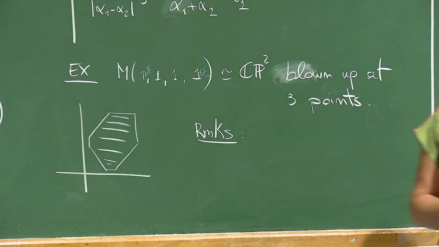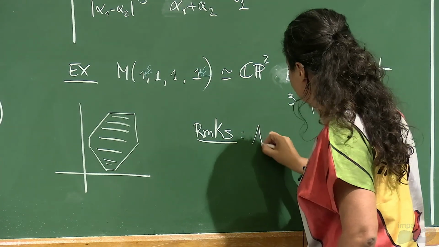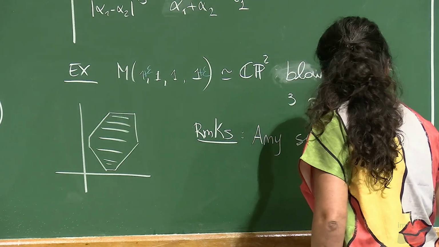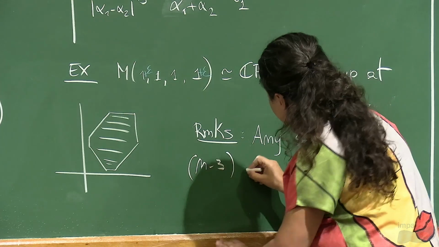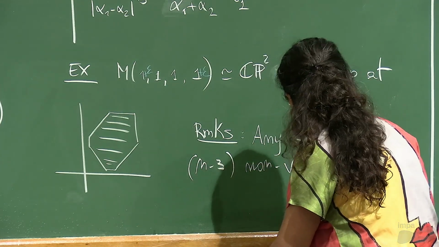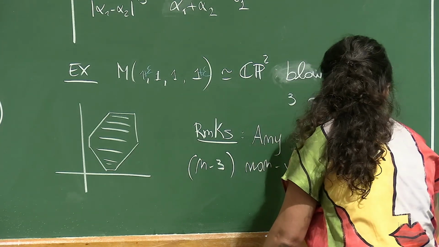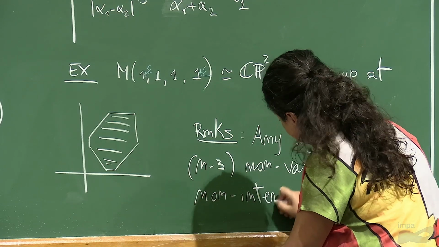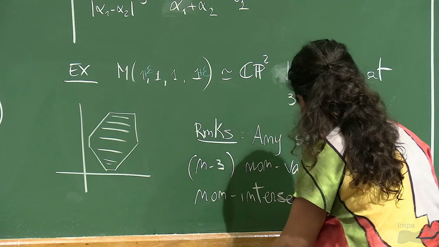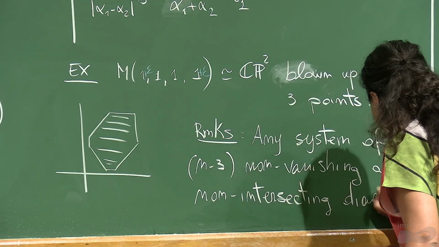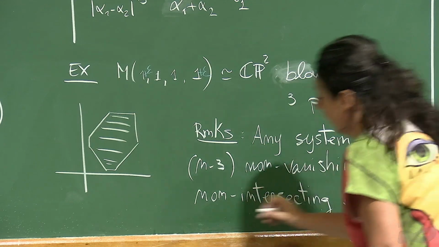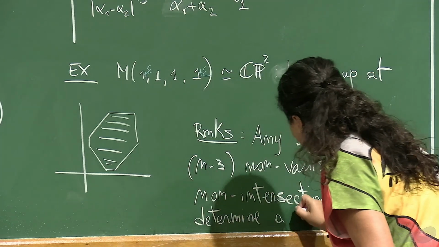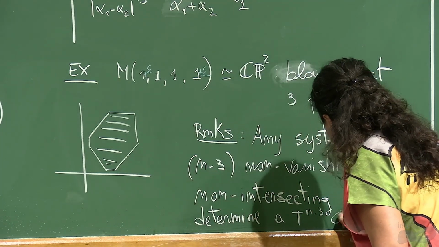The first one is the one I was already saying, answering to Michele's question. So any system of n minus 3 non-vanishing and non-intersecting, meaning non-intersecting in the interior, diagonals determine a toric T^(n-3) action on M alpha by bending.